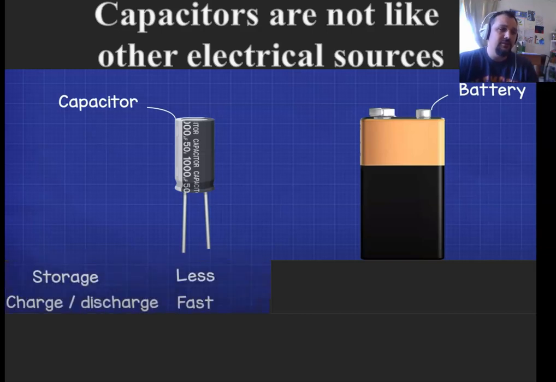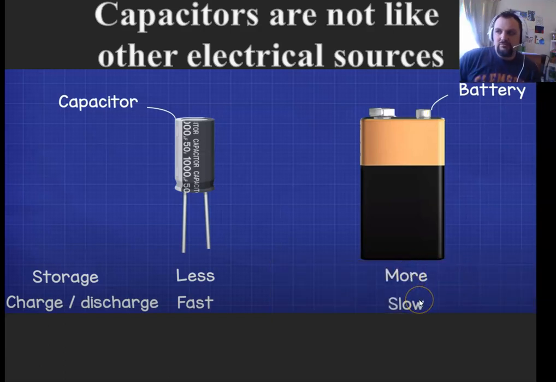A capacitor does not store as much as a battery, but it charges and discharges much faster. A battery can store more, but a battery will let go of all that electrical energy over hours, days, years, depending on what you're using it for. But a capacitor can charge and discharge however much energy it has in a millionth of a second. So it can be much more useful for that fast charge.